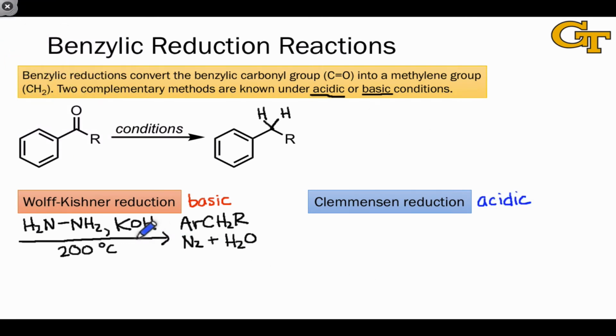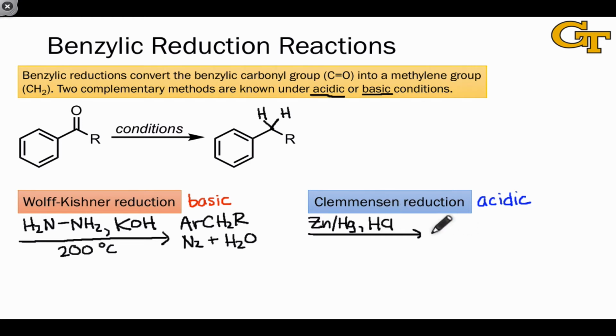In the Wolff-Kishner reduction, the true reducing agent really is the base. And in the Clemmensen reduction, we take a different approach where we use as the active reducing agent a metal, specifically zinc, in the form of zinc-mercury amalgam. And the mercury here is really just there to moderate the reactivity of the zinc. The combination of zinc-mercury amalgam with HCl leads to the Clemmensen reduction.